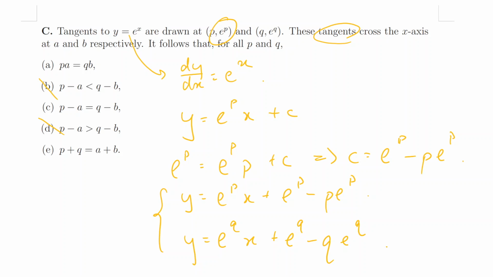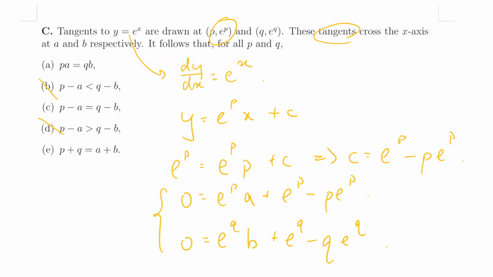They cross the x-axis at A and B respectively. So when y equals 0, then the x's will equal A or B. So let's just shove the numbers in here. I'm too lazy to write this out again, so I'm just going to chuck this in.